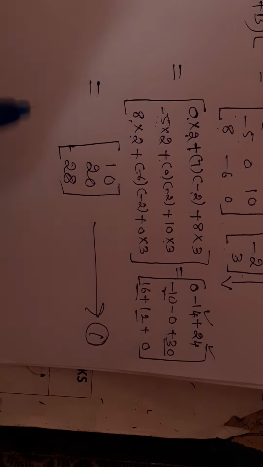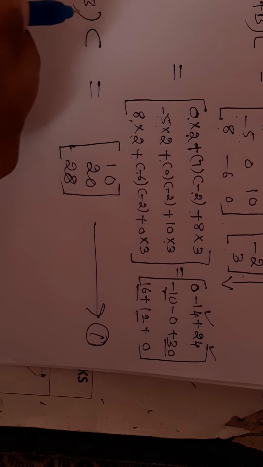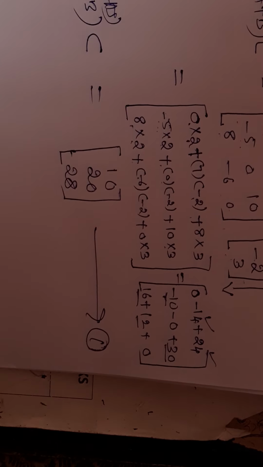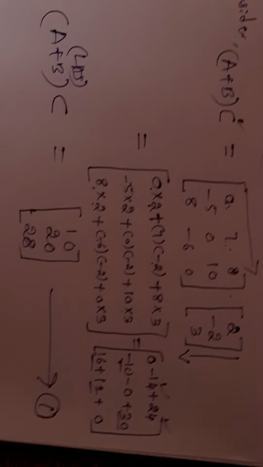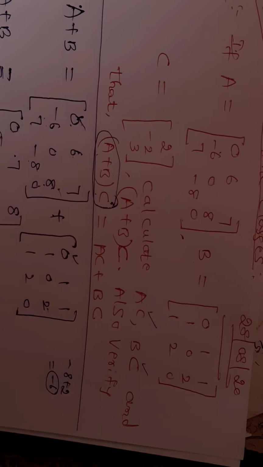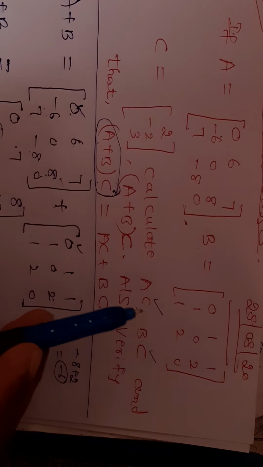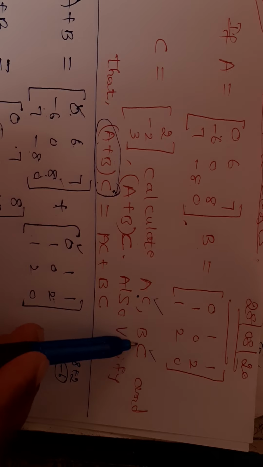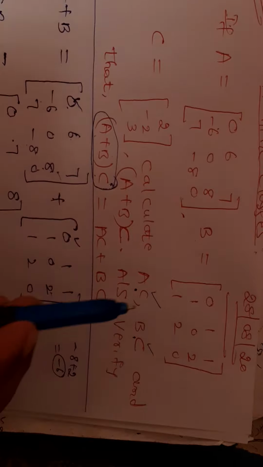So let us call it equation 1. This is A plus B into C. So actually this was our LHS. We have found out this one. So what we have to do next is calculate AC and BC. First AC and BC.